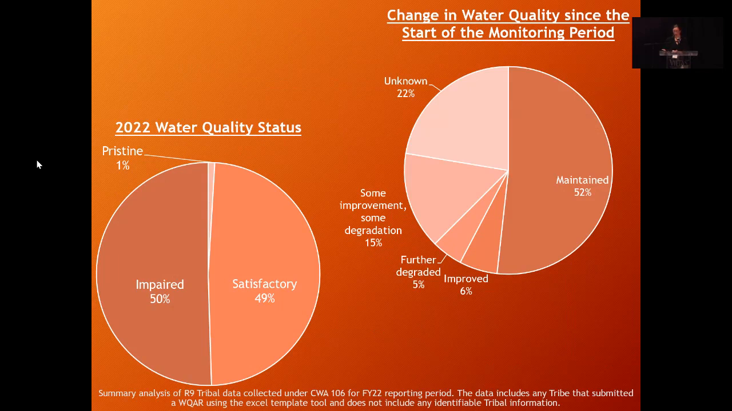And then the pie chart on the right is the change in water quality since the start of the monitoring period. So in this case, a good amount are being maintained or improved, but some are being further degraded since the beginning of the monitoring period.